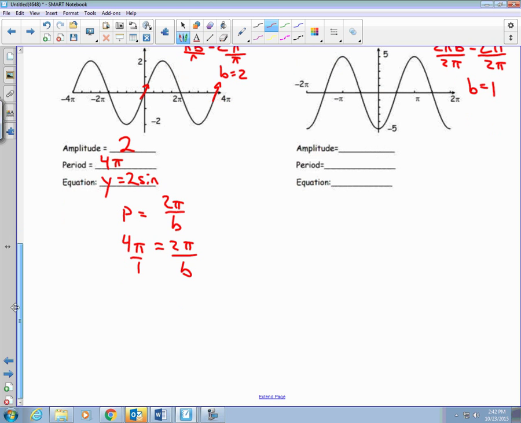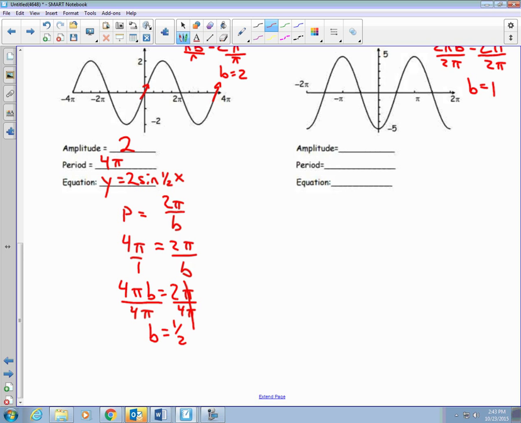How do I solve? I cross multiply. 4 pi times b is equal to 2 pi. Divide by 4 pi. B is equal to, what happens to the pi's? And 2 over 4 is 1/2, so 1/2 is the number that goes in front of the x.